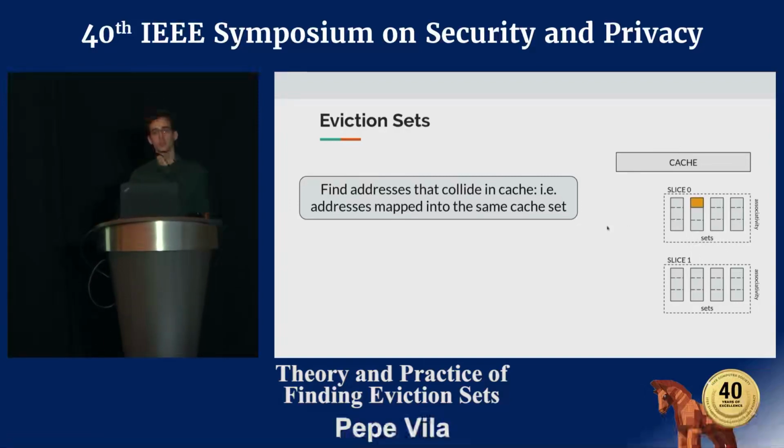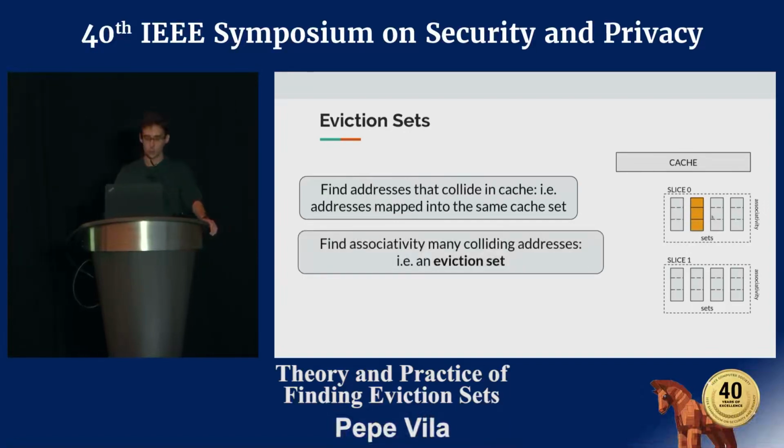So what we are interested in is finding addresses that collide in cache. This means addresses that are mapped exactly into the same cache set. Specifically, we want to find associativity many of these colliding addresses, and this is what we will call an eviction set. The idea is that if we access this eviction set, we will completely fill the content of this cache set, and therefore evict all the previous content.